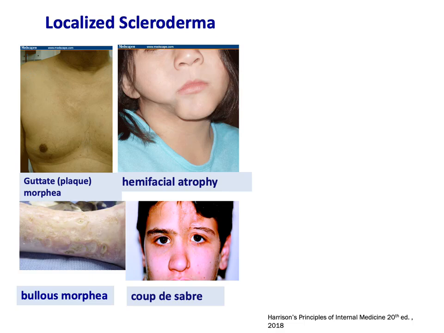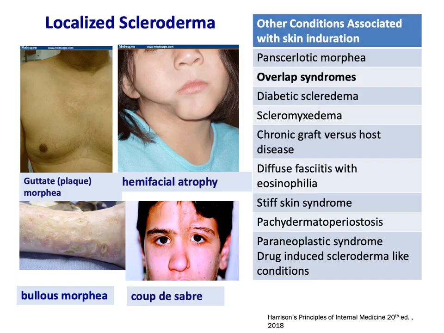So these are the different types of localized scleroderma. So we have the guttate morphea, which are small multiple sclerotic lesions typically found in the neck and upper chest. We have the hemifacial atrophy that involves atrophy of the subcutaneous tissue, the fat, and the muscles on one side of the face, giving a sunken appearance, while bullous morphea is a subcutaneous bullae overlying the deep or linear morphea, and coup de sabre is a pansclerotic plaque restricted to the frontoparietal region and is commonly seen in children and in women.